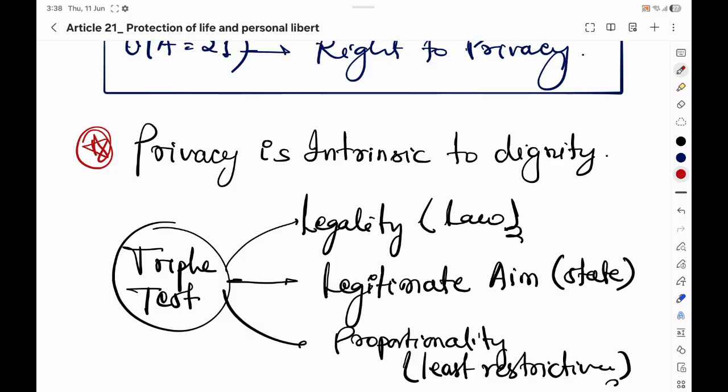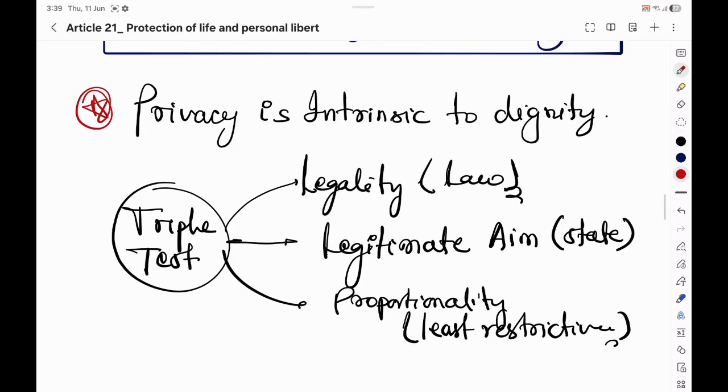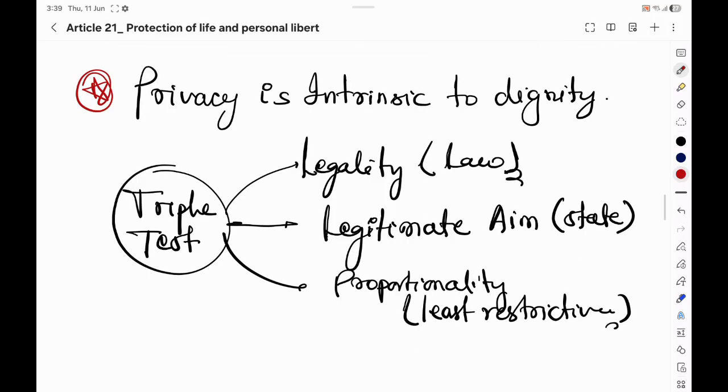Okay, restrictions are permissible if they satisfy a test, that is a triple test for restricting privacy, that is legality, that is there must be a law, and the second one is the legitimate aim of state, that is the state's valid purpose, and the proportionality, that is the least restrictive method. Okay, so the triple test to restrict privacy is legality, legitimate aim, and proportionality.